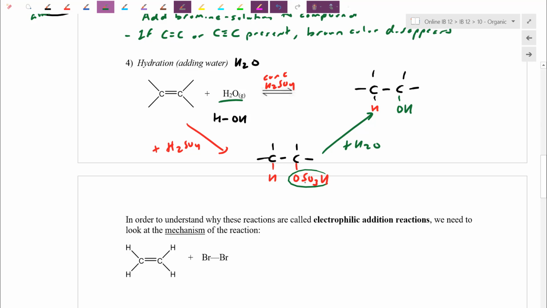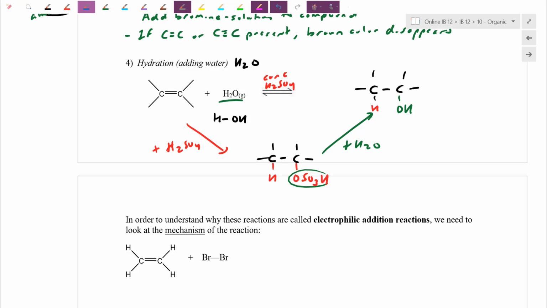And again, we're seeing this generalization. We're adding something across the double bond here. It's an addition because we're taking two things, almost like a synthesis, and they end up becoming one thing. So what I want to show you on the next page is what the mechanism of this looks like.